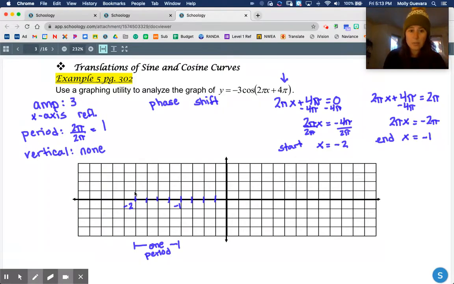Okay, well, it's cosine, so my original point would be here at 1, but the amplitude is 3. So I have to start at 3. And there's an x-axis reflection, so I'm starting here at negative 3. And then I go to 0, and then it would have been negative 3, but because of that reflection, it's positive 3. And then 0, and then back to negative 3. And so this has given us our original one period of our sine wave. Sorry, cosine wave.